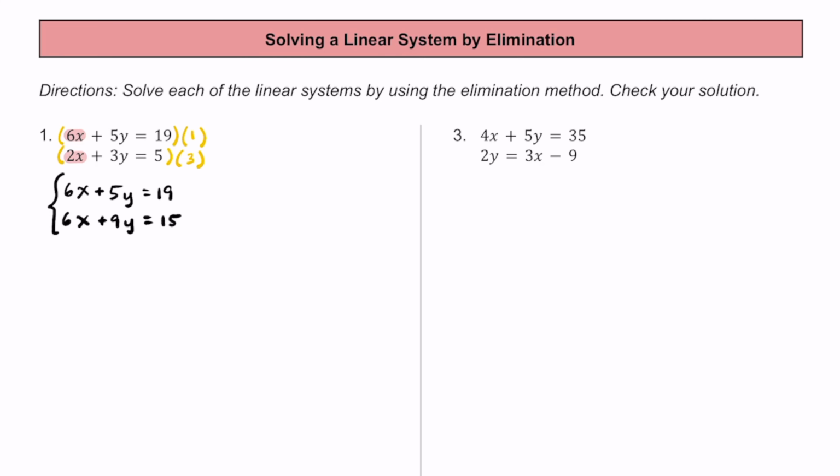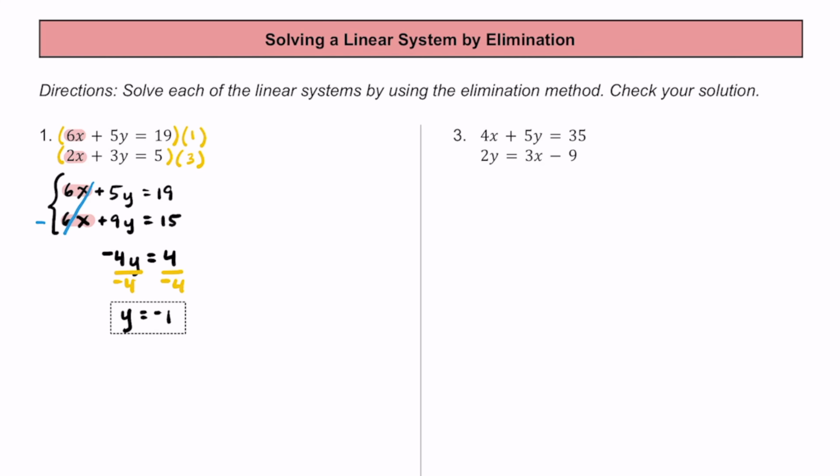Now that we have these rewritten equations, let's see if we can solve this system by elimination. Keep in mind, we did get these 6x's to match here, so we should subtract these two equations from each other, since 6x minus 6x is going to get eliminated, which is the whole point of this method. Then 5y take away 9y. 5 minus 9 is negative 4, so we get negative 4y. And that's going to equal 19 minus 15 on the right side, which is a positive 4. One final step to solve for y: let's divide both sides by negative 4. We find that y is equal to negative 1.